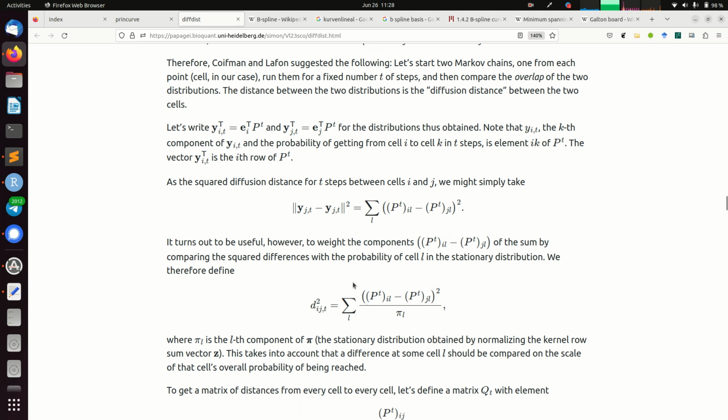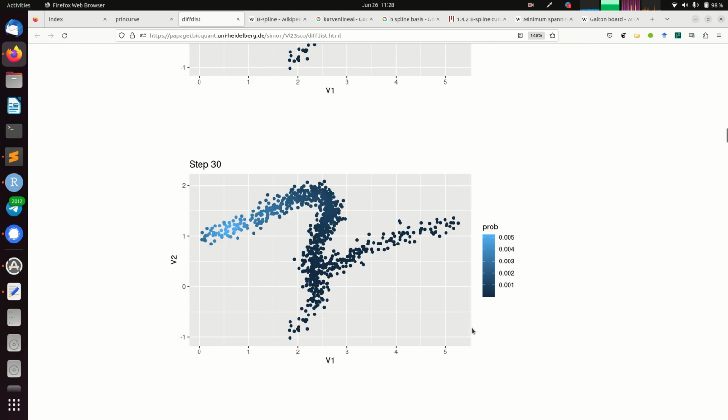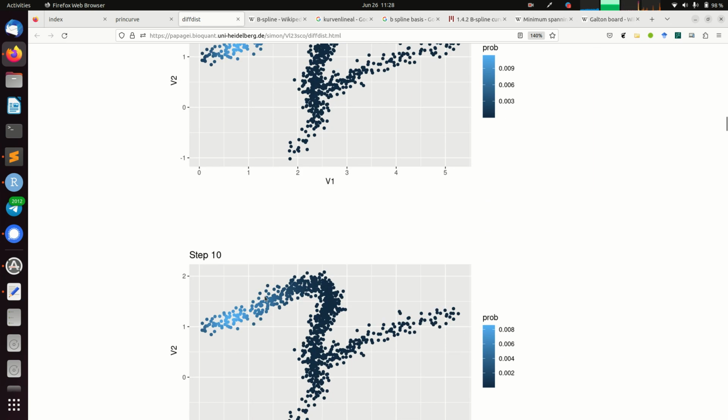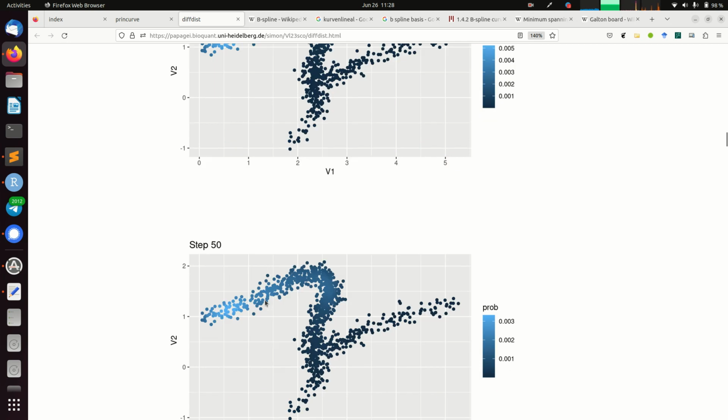But for the moment, let's just accept that Coifman and Lafon have said that we should divide each component by this pi L before summing them up, and then we get what they define as the diffusion distance for time t. So you see there's not one diffusion distance, but a family of distances, one for each time. And you can imagine that with diffusion distance, they interrogate different scales. A diffusion distance at time 10 is good to interrogate distances along the scale that we see here, so at the medium distance, while at time 50, it can see rather large scale distances.